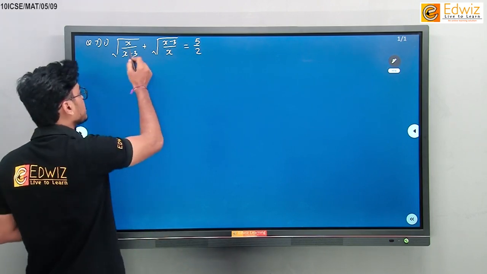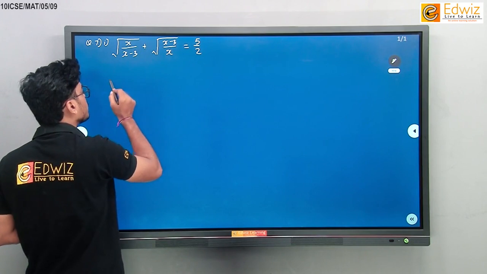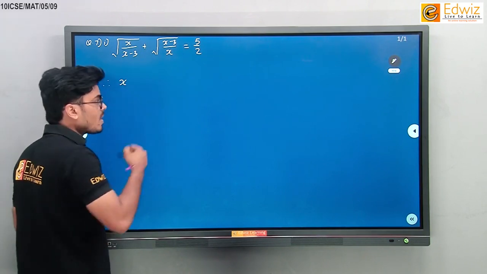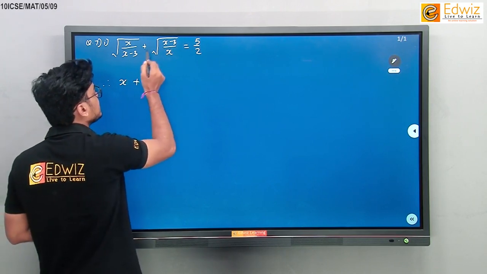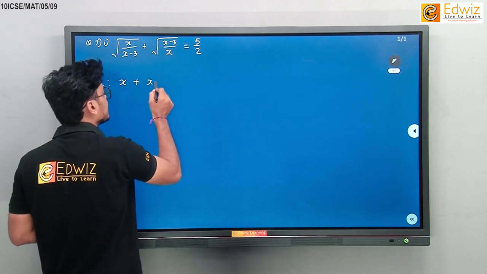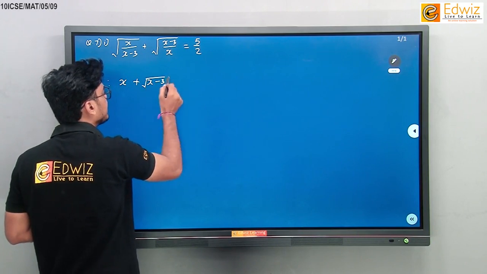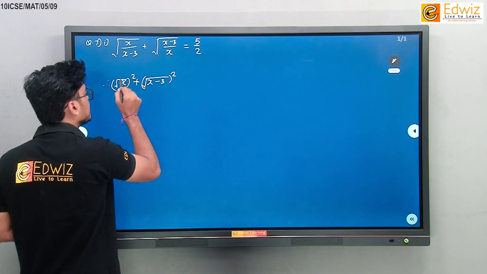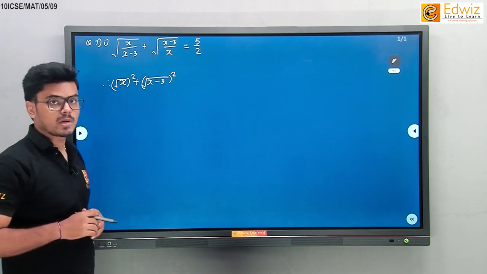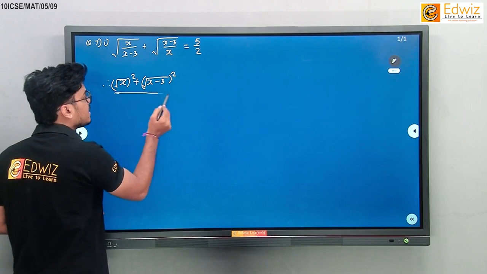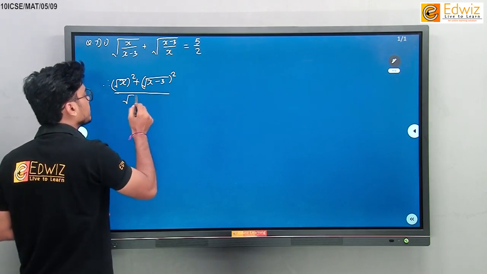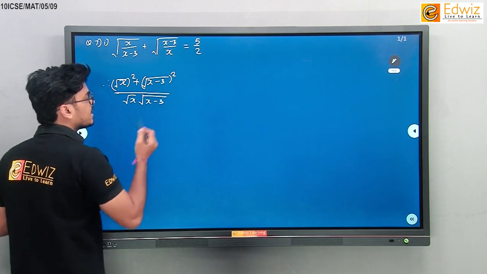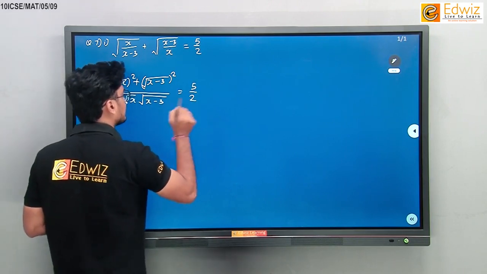How? Just cross multiply here, root x into root x. Okay, root x into root x will become x plus root x minus 3 into root x minus 3 will become just x minus 3, or you can write it like this first. If you are getting confused, I'll write it like this. This is root x into root x, that means it's square, root x minus 3 square divided by root x multiplied by root x minus 3. Okay, equals to 5 by 2 is as it is.